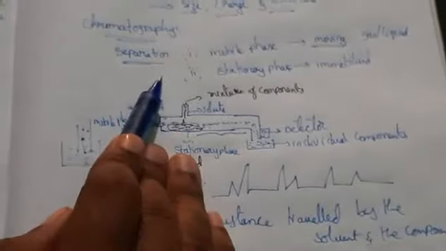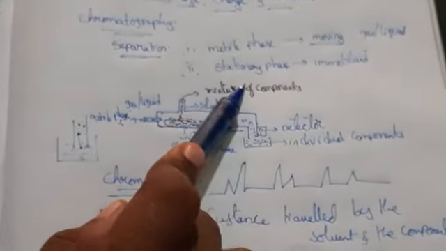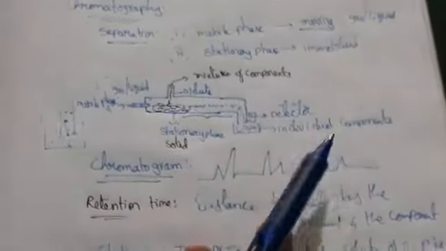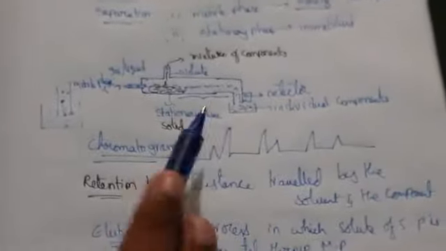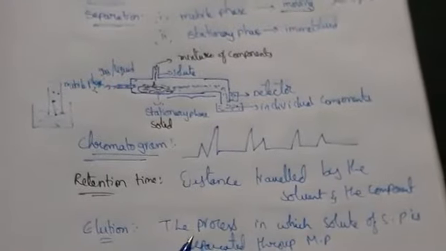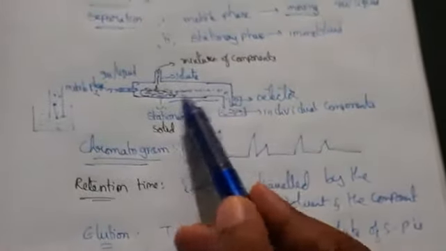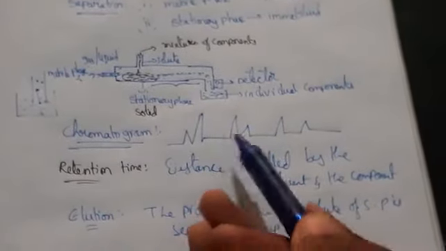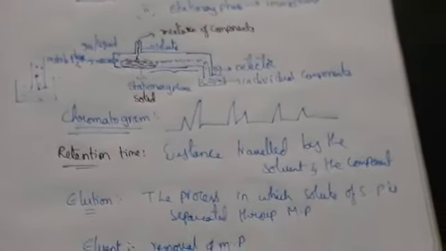So what is the first one we discussed? Chromatography is a separation technique in which the mixture of components is divided into individual components. For this separation we have two phases, the mobile phase and the stationary phase. The mobile phase is moving, and the stationary phase is immobilized. Coming to the chromatogram, whenever the solute is separating, we get individual peaks. The peaks that it shows, we call the chromatogram.